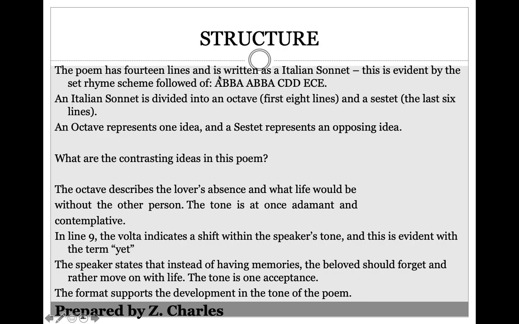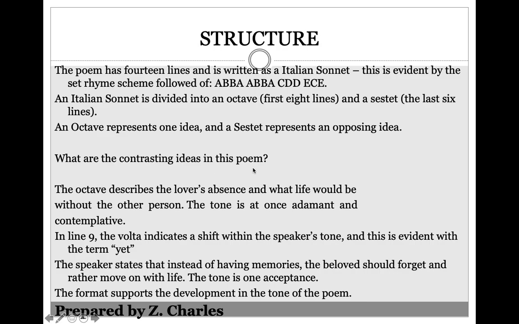So the poem has 14 lines and it is written as an Italian sonnet. This is evident by the set rhyme scheme followed of A, B, B, A, B, B, A, C, D, C, D, sorry, C, D, D, E, C, E. An Italian sonnet is divided into an octave. What is an octave? The first 8 lines in the poem, and the sestet, the last 6 lines. So the octave represents one idea, the sestet represents an opposite idea.